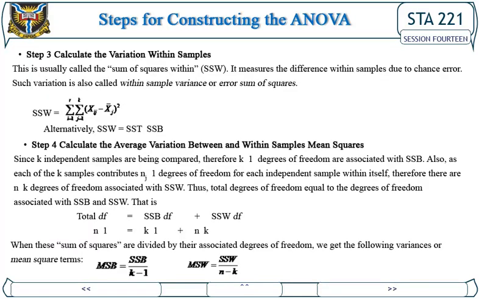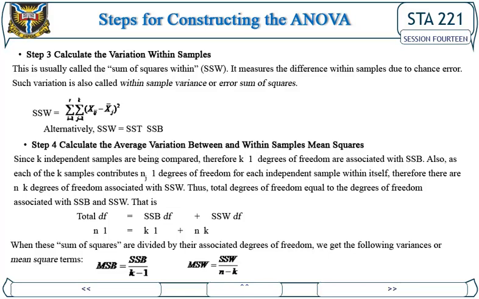Step 3. Calculate the variation within samples. This is usually called the sum of squares within, SSW. It measures the difference within samples due to chance error. Such variation is also called within-sample variance or error sum of squares. SSW is equal to, alternatively, SSW is equal to SST minus SSB.